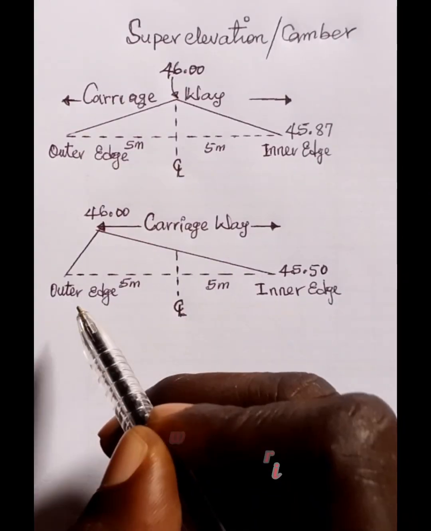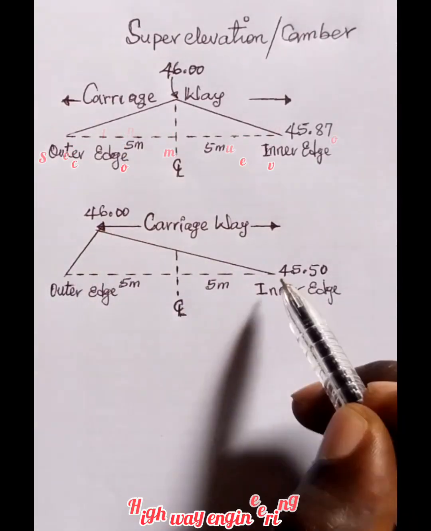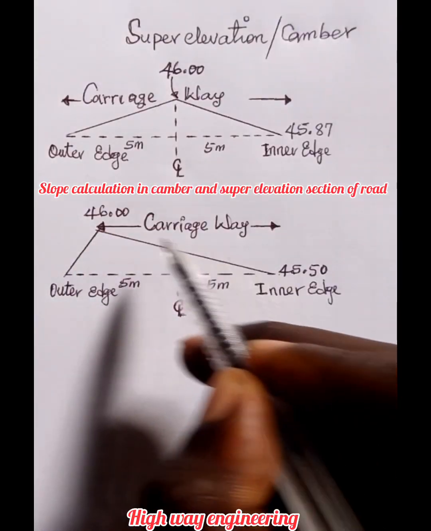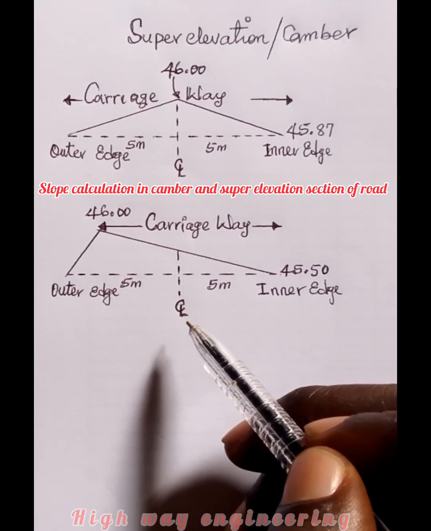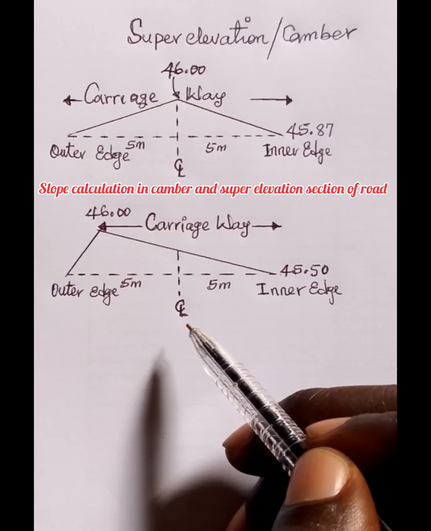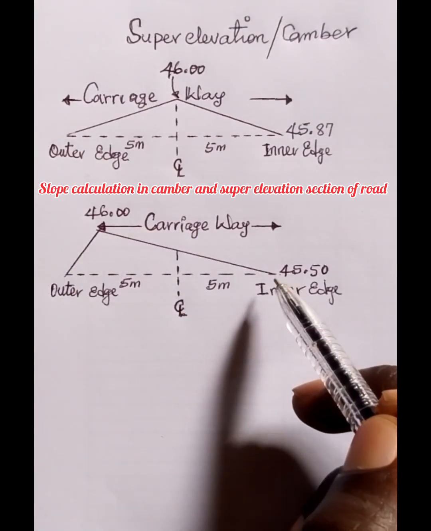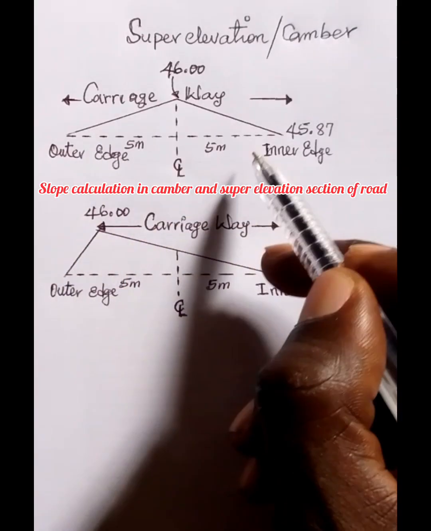that one side of the road is raised and this other side is lowered. And where we have this kind of surface of the road is where the road is having curve alignment, where the alignment is no longer straight, it's curve. So this is what we call super elevation, and this is what we call camber.